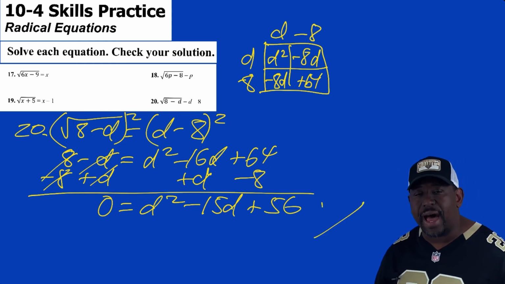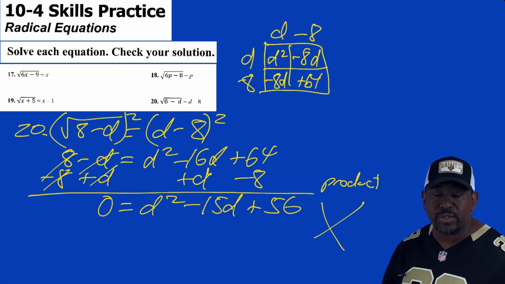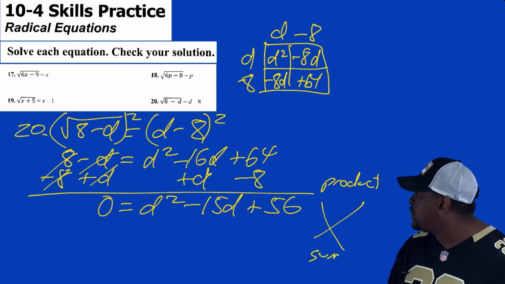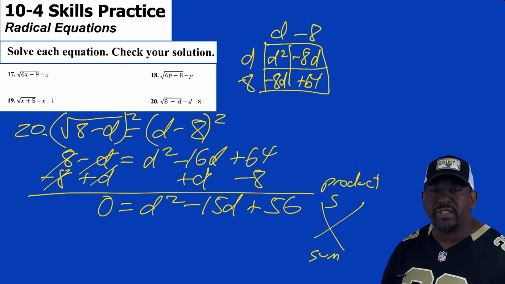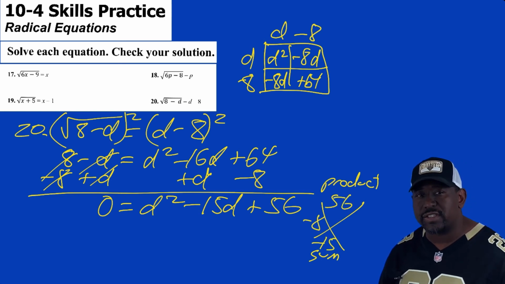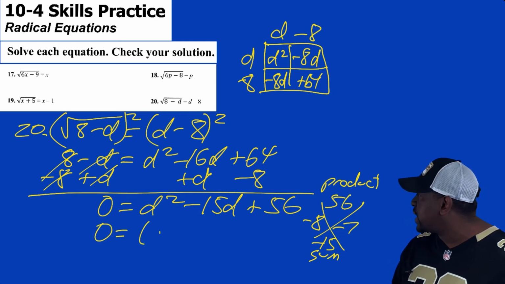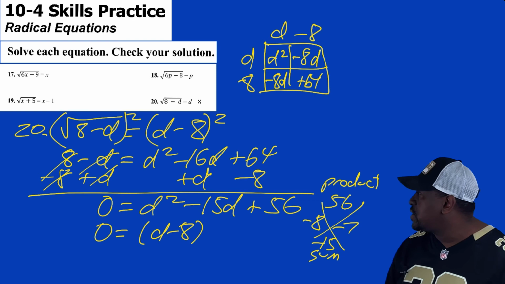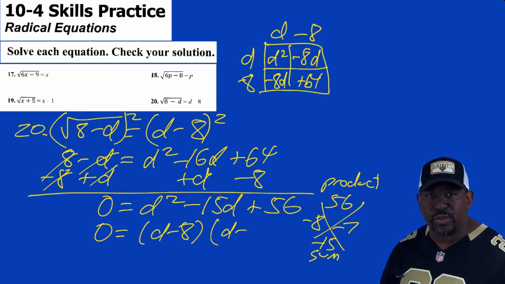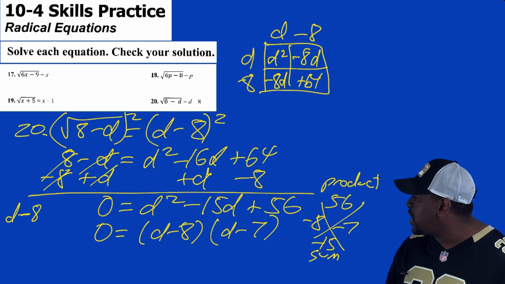You can use the diamond method to solve it. Since the leading coefficient is 1, the product is going to be 56 and the sum is going to be negative 15. You're looking for two terms whose product is positive 56 and whose sum is negative 15. That's negative 8 and negative 7. So now you write the two binomials that result from factoring: d minus 8 times d minus 7.